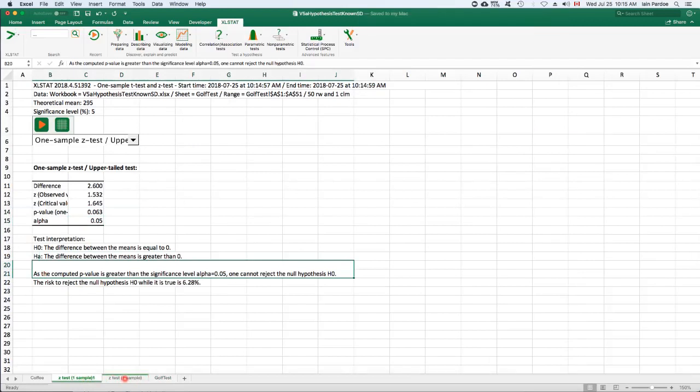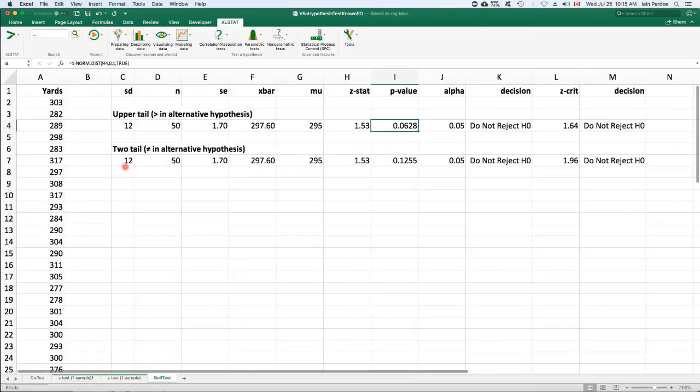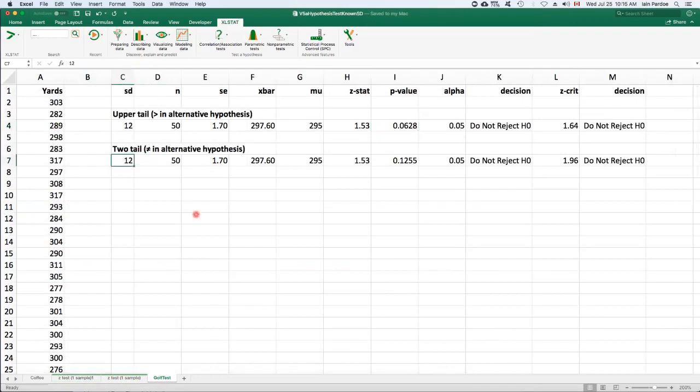Okay, and just to finish up, if you were to do a two-tailed test here, remember these numbers are the same all the way up to the Z statistic. The p-value now, because we're doing a two-tailed test, is going to be 2 times the upper-tailed p-value, because now we have to consider not just the tail area in the upper tail, but the tail area in the lower tail. And so if we double 0.0628, we get 0.1255.